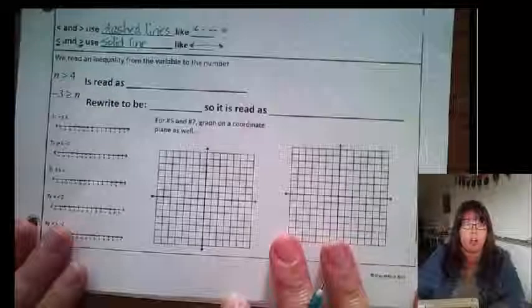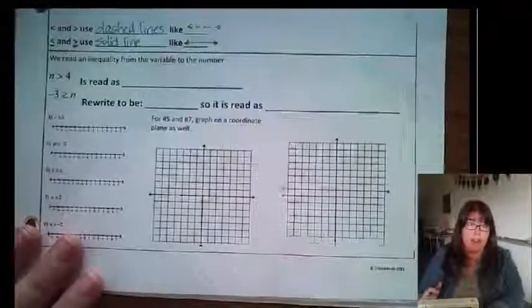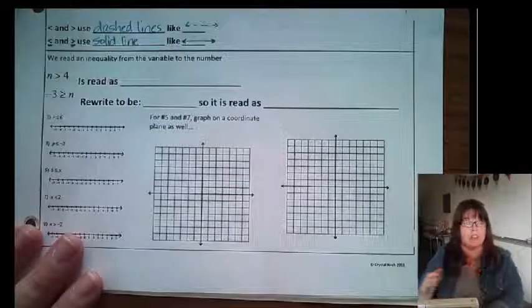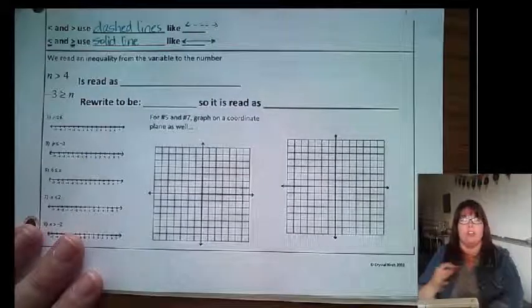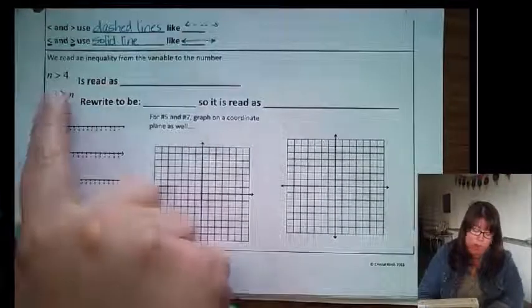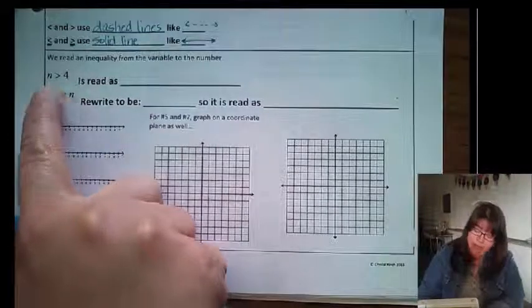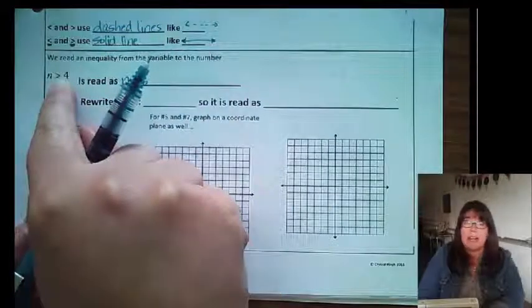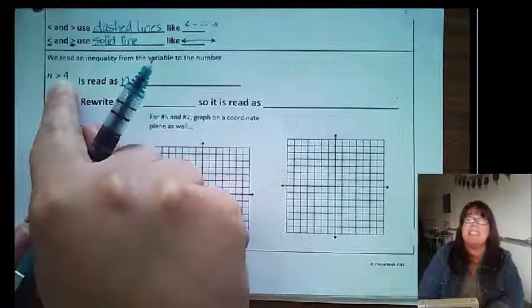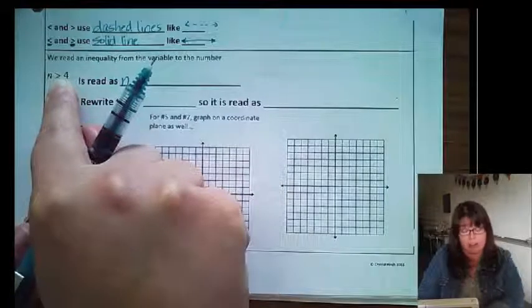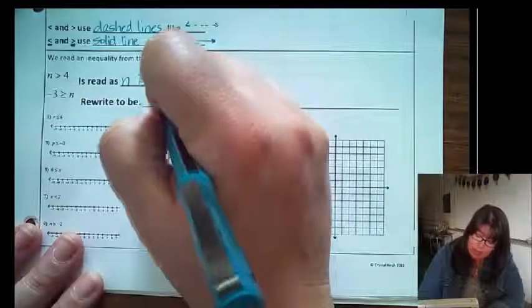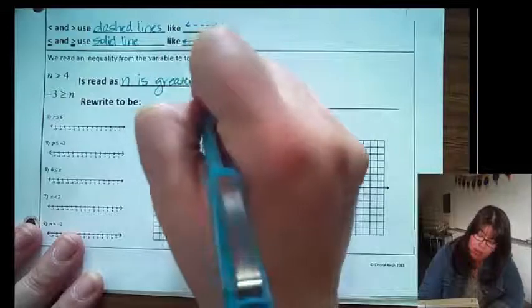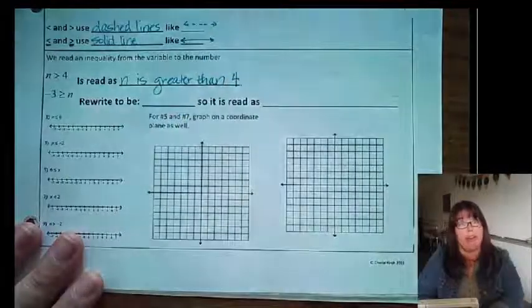Down at the bottom part, we read an inequality from the variable to the number, and we like to go from left to right. So an inequality like this is actually read: n is... the little side is not on the left, so that means this is not less than, it's greater than. N is greater than 4.